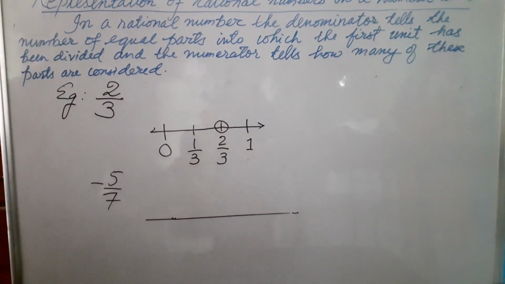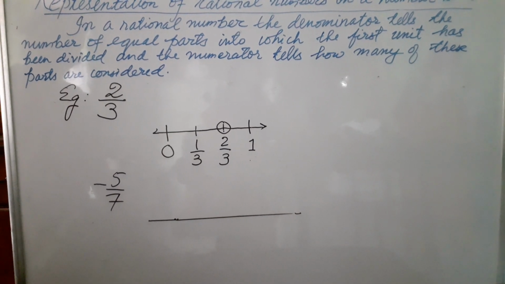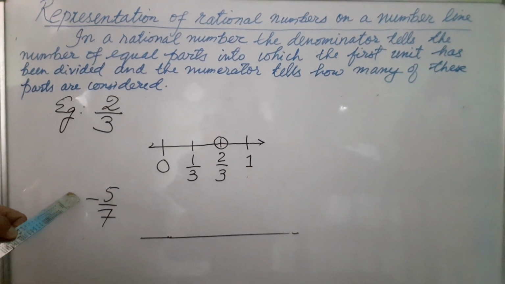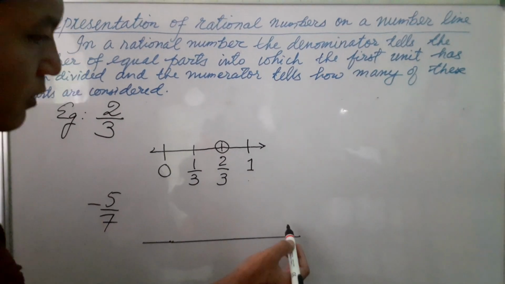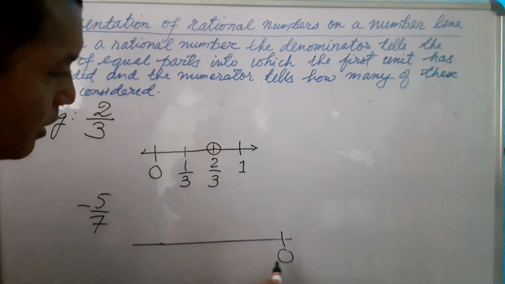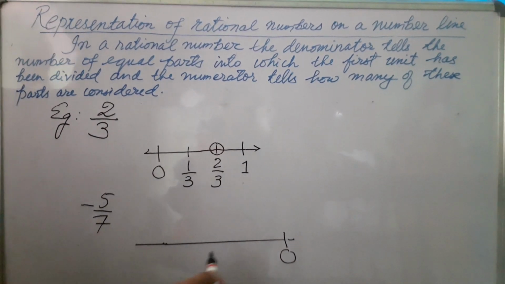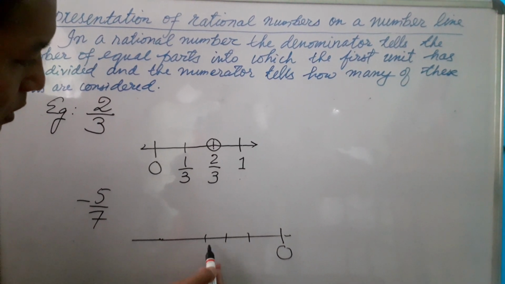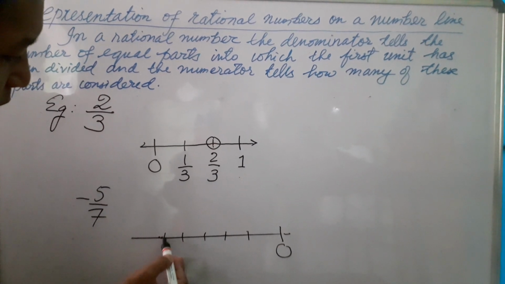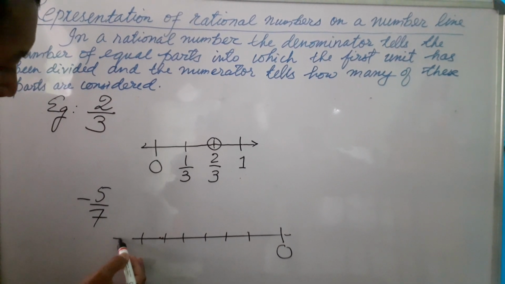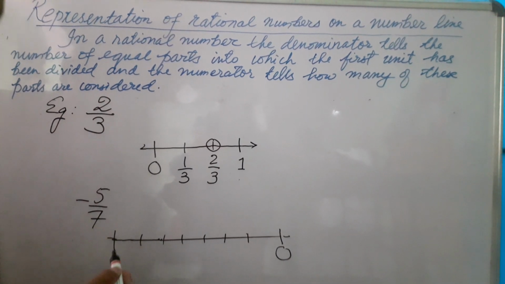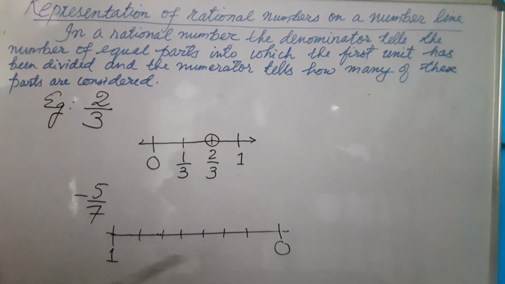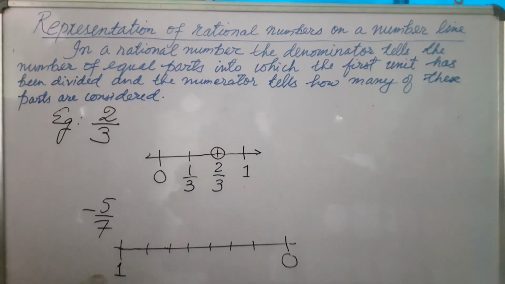Let us say this is a number line. Since negative numbers are on the left side of 0, you take 0 and mark 7 equal parts to the left. 1, 2, 3, 4, 5, 6, 7. Now when it comes to 7, this one will be 1. This 1 unit is divided into 7 equal parts.